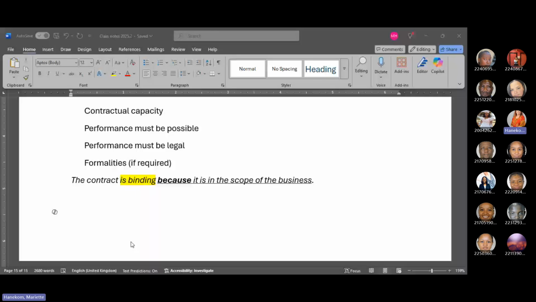Jane has agreed to buy a racehorse for $500,000. She's got a contract, so there's consensus. She's got contractual capacity. It's possible to buy a racehorse. It's perfectly legal to buy a racehorse. And it doesn't have to be in writing. Is Jane buying a racehorse a valid contract? Yes or no? Yes, it's a valid contract.